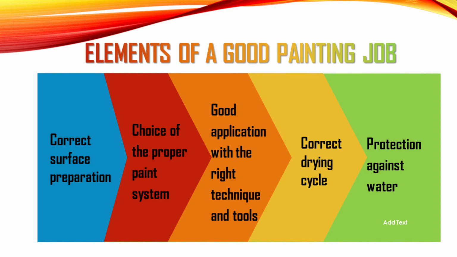Fifth is the correct drying cycle. The final properties of the dried coating develop during the drying cycle. Unless conditions are correct, film properties will never develop. And lastly, the protection against water.